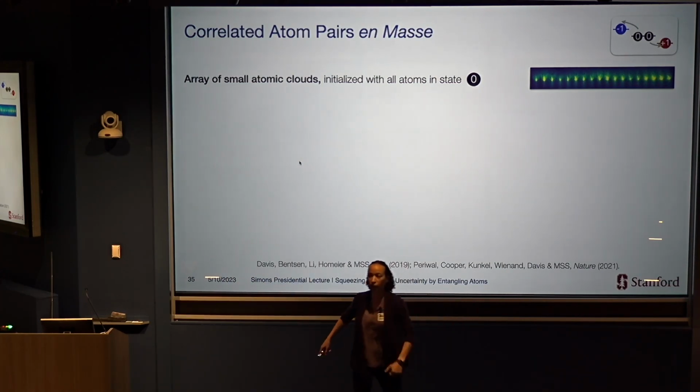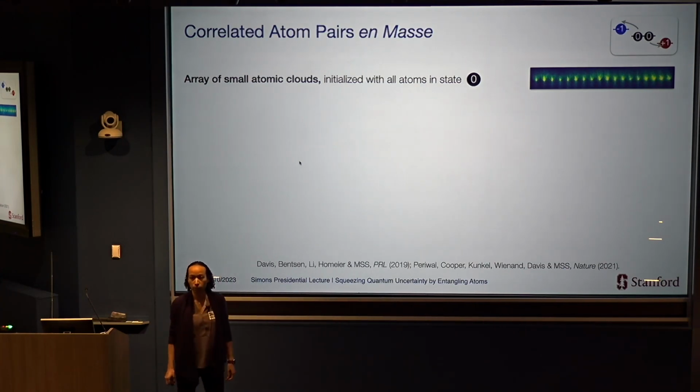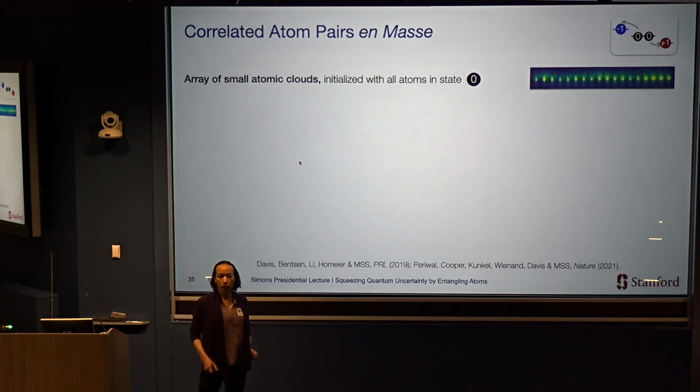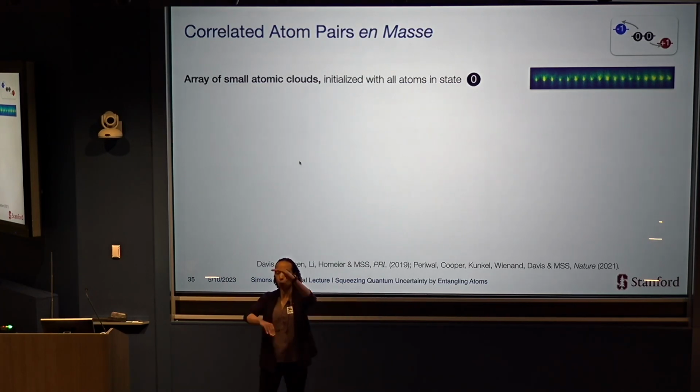Yeah, question? Why does that photon change the spin of one atom in one direction and the other one in the opposite direction? OK, so one way you could think of this is if I just had two energy states.